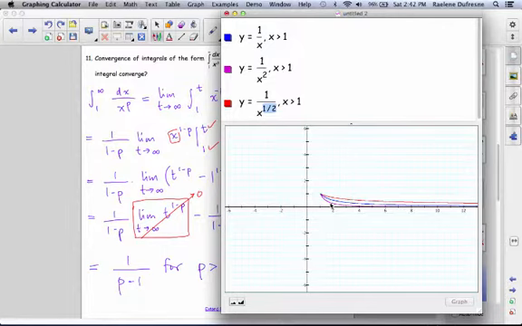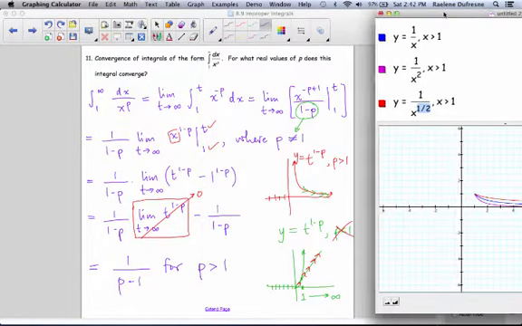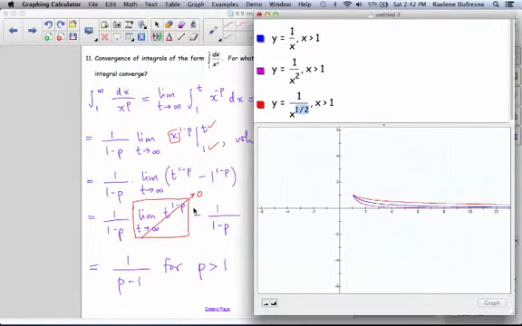Meanwhile, the purple graph lies below the blue graph and therefore does have a chance of having a finite amount of area. And so this is actually consistent with our results. We know that when p is greater than 1, such as in the case of the purple graph, we are going to get a finite amount of area, or a converging finite improper integral. And specifically, since p is equal to 2, the amount of area under the purple curve will be 1 over 2 minus 1, which is 1.